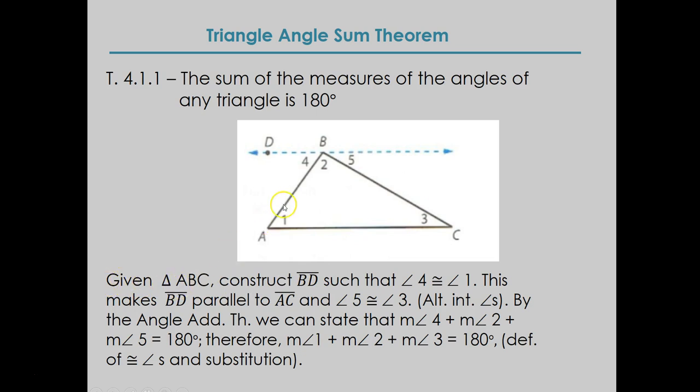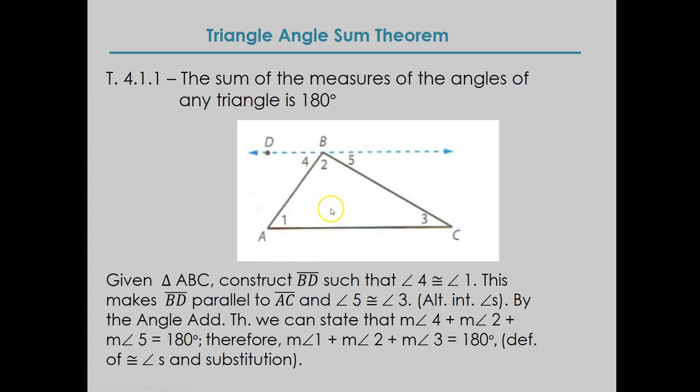They have given triangle ABC. They construct or draw this line DB to make angle 4 and angle 1 congruent to each other. Because they do this, you now have two lines with two congruent angles that happen to be alternate interior angles, and that makes DB and AC parallel. Because of that, they can now go on and prove that angle 5 and angle 3 are congruent by alternate interior angles.